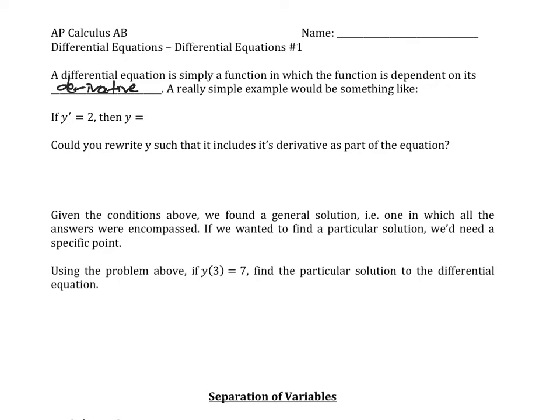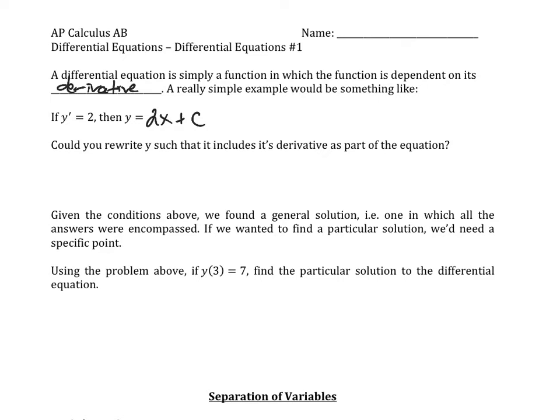So if we know y, let's start with this. If y prime is equal to 2, what must the function y be? All we're doing is taking the integral, the general integral. So y must be 2x plus c, right? We've done that plenty of times before. But how we're going to think about this differently now is I would ask you this question. Could you rewrite y such that it includes its derivative as part of the equation?